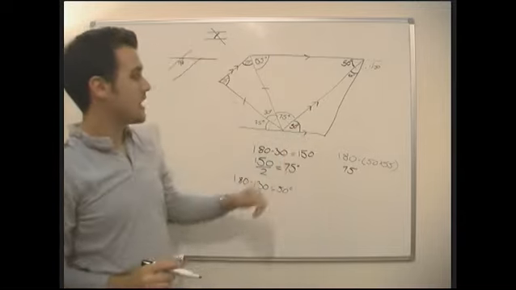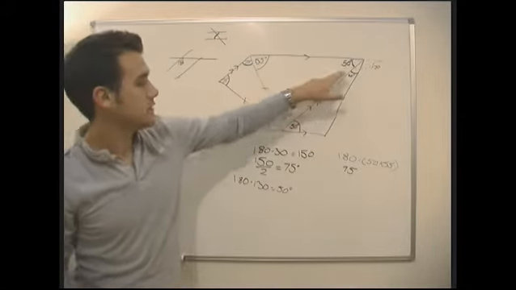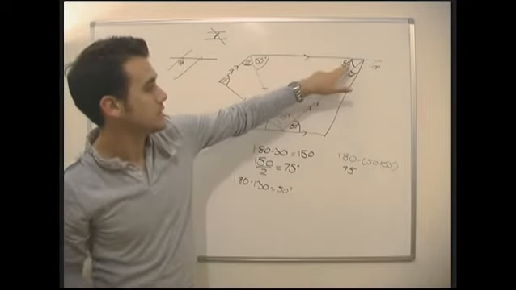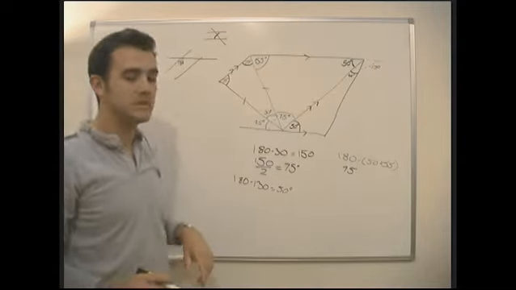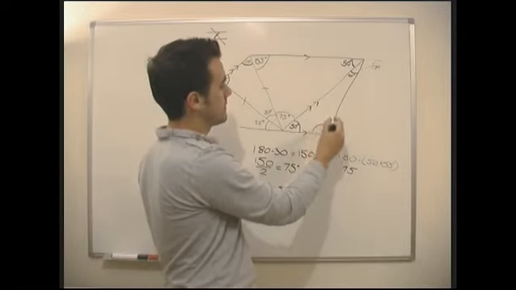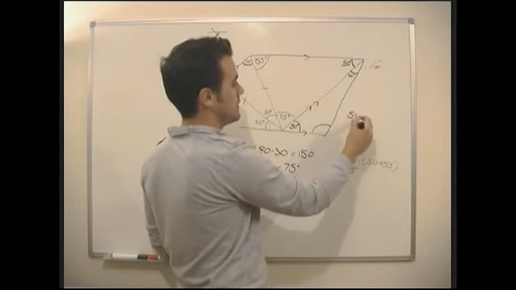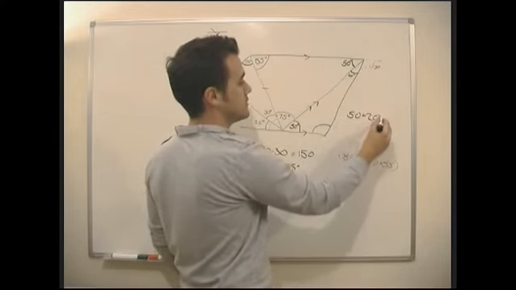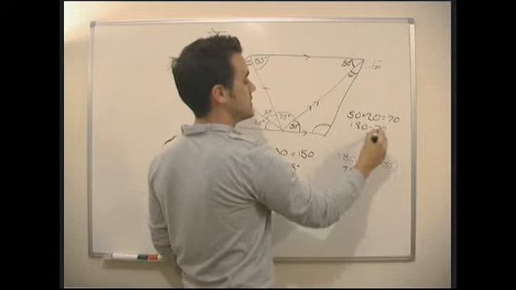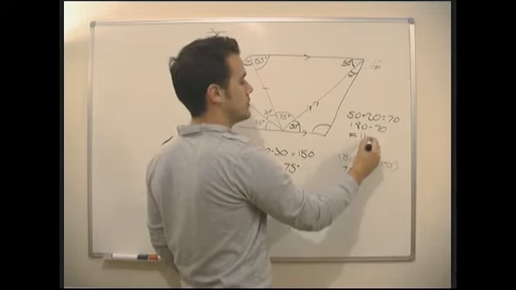Again, is that unexpected? No, it's not. We've got this parallel line, this line, which is parallel with this one, cutting the two parallel lines again. So once we've worked out this one, you can see that it must be the same as this one. Now we've got the final angle to work out. 50 plus 20, in this case, will give us our 70. So we need to do 180 minus 70 to work out the final angle, which is going to give us 110.